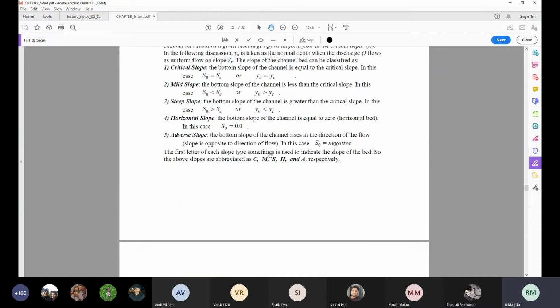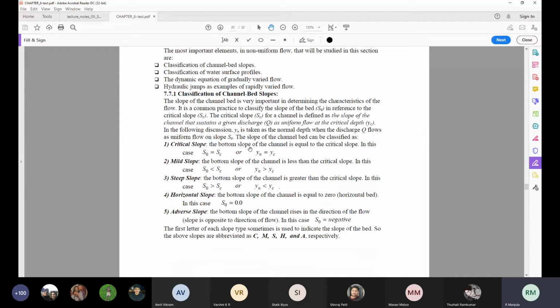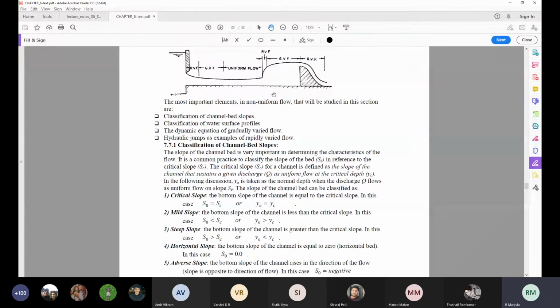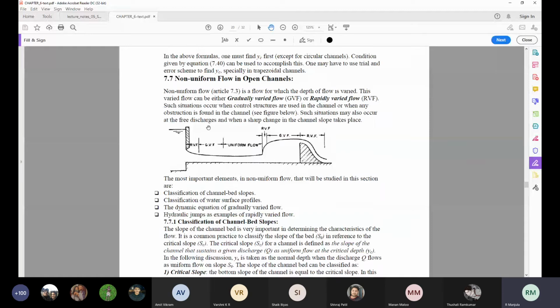Next we are going to discuss GVF and RVF. GVF we are not going to discuss now. I will give you some problems in this, and then we can come to GVF and RVF.